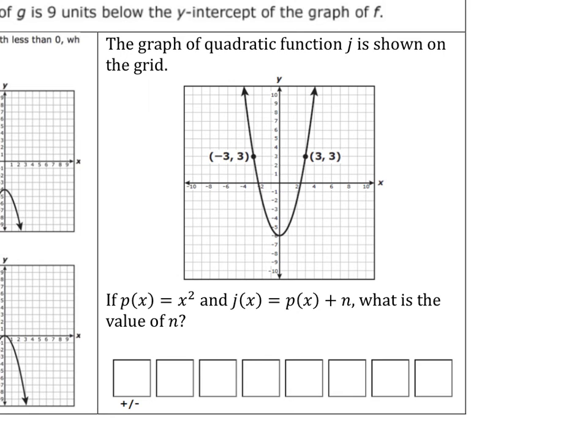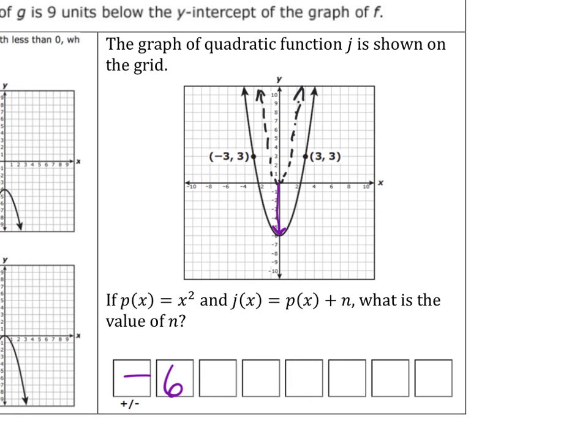Talking about if p of x is equal to x squared, remember that's the parent function. They didn't draw it in, but I can. Here's my parent function. How does this j of x function compare? How much did it move down? 4. More than that, like 5.